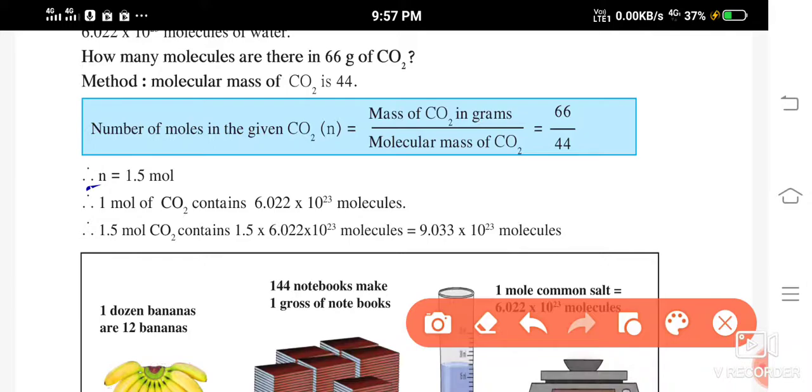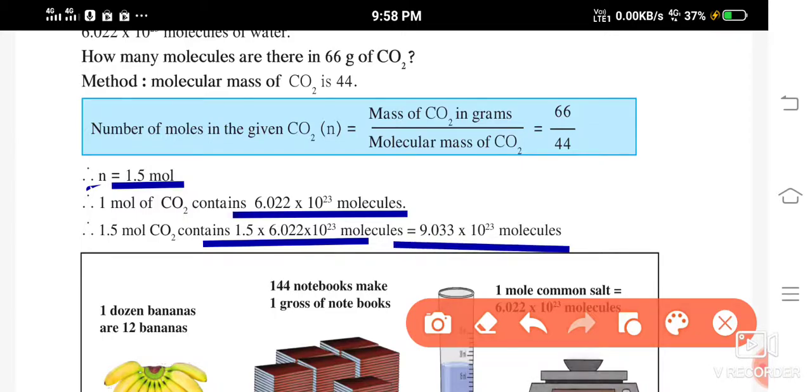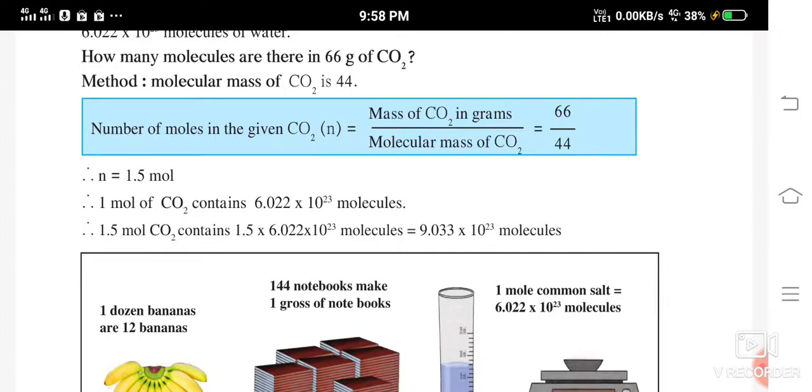Therefore, 1 mole of carbon dioxide contains how many molecules? 6.022 into 10 to the power of 23 molecules. But here, how many moles did you get? 1.5 moles. So 1.5 moles of carbon dioxide contains 1.5 into 6.022 into 10 to the power of 23, which is equal to 9.033 into 10 to the power of 23 molecules. So I hope you must have understood this.